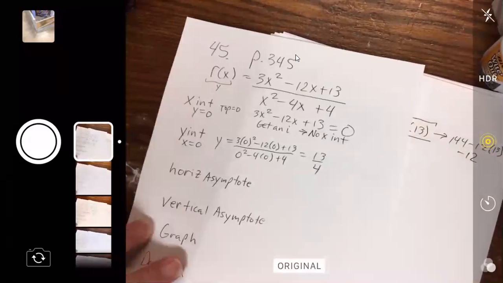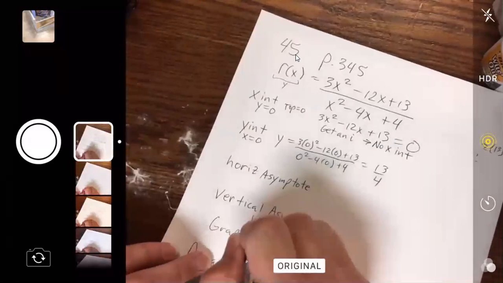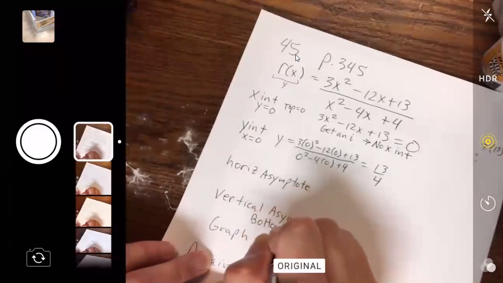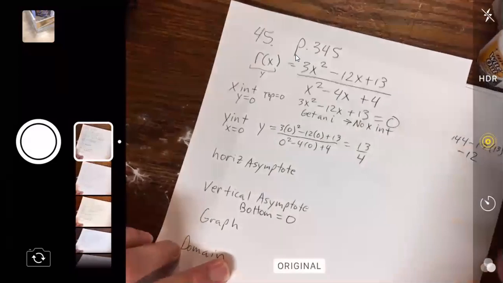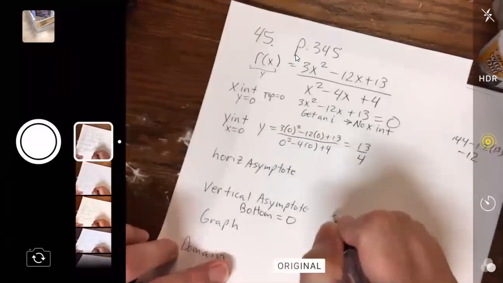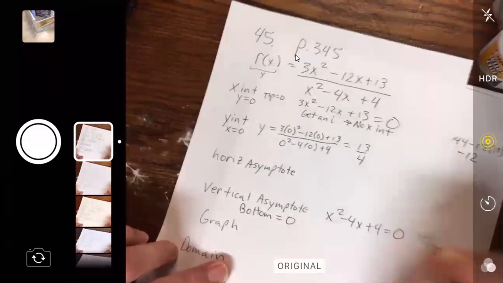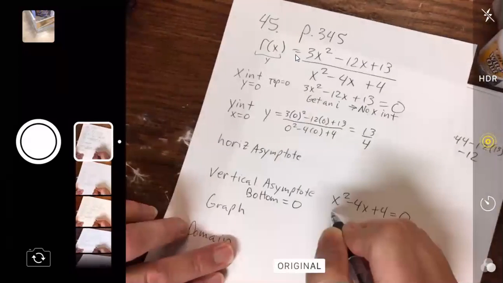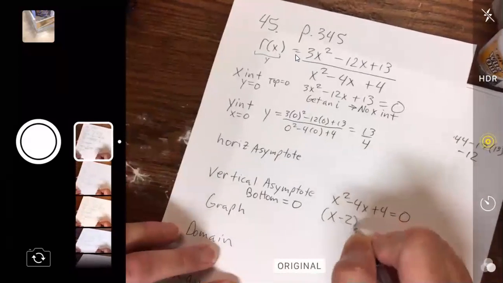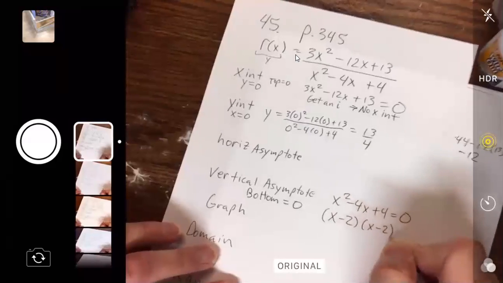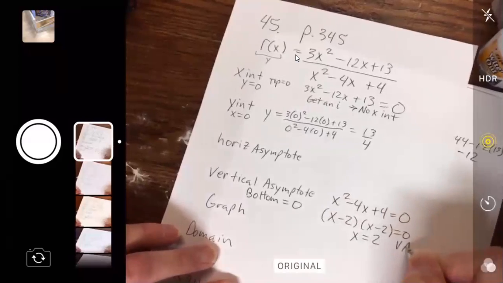Okay, handled that pretty easy. The vertical asymptote is pretty easy. This is from the bottom, equals 0. That's where it's blowing up. So that means x squared minus 4x plus 4 will equal 0. I hope you recognize the factoring. I could use the quadratic formula, but I hope you recognize the factoring. x minus 2 and x minus 2. And so x equals 2 is the vertical asymptote.